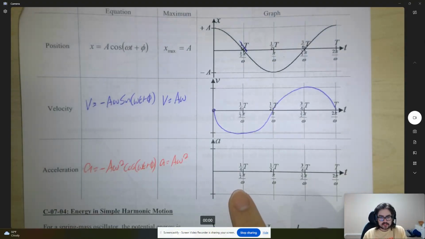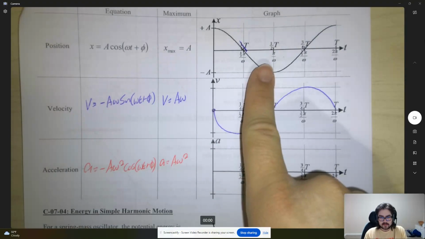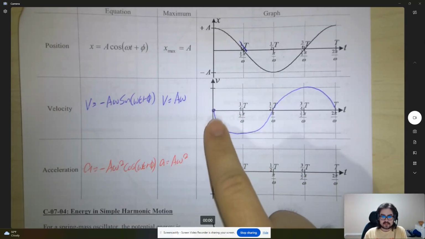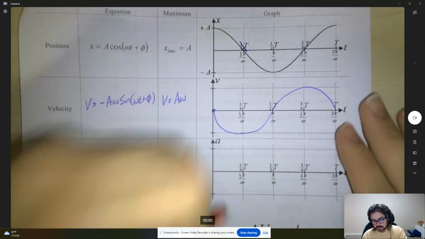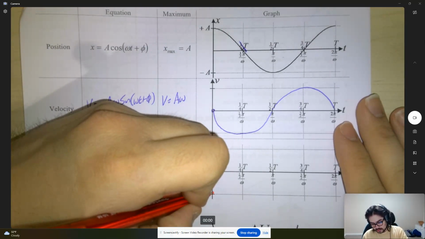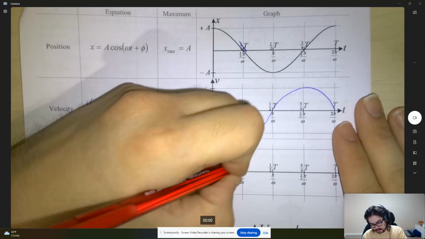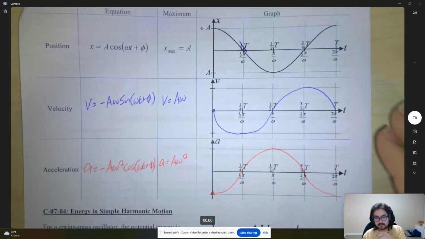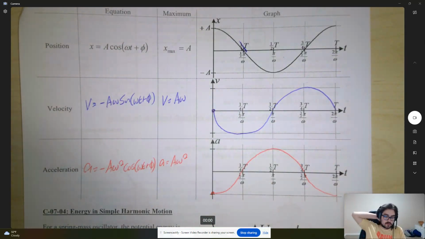And then the acceleration. To get the acceleration, all I have to do is, again, this was a cosine curve, this is a sine curve, this is going to be a cosine curve again. If I'm looking at the slope, this is a maximum negative slope, so it's going to look something kind of like this, and then it should go kind of like this. Okay, that's how your acceleration curve is going to look.